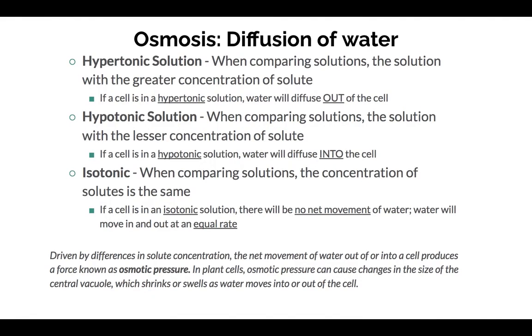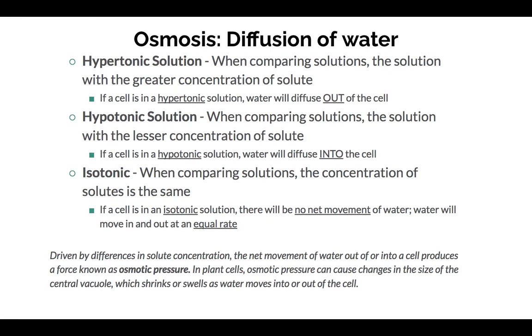A few terms that you need to know when talking about osmosis. A hypertonic solution, hyper, when comparing solutions, has a greater concentration of solute. If a cell is in a hypertonic solution, water is going to diffuse out of the cell towards the solution. A hypotonic solution is a solution with lesser concentrations of solutes. In this case, water would want to diffuse into the cell. An isotonic, or equal, solution has the same concentration of solutes. So if a cell is in an isotonic solution, there will be no net movement of water, or water will move in and out at an equal rate.